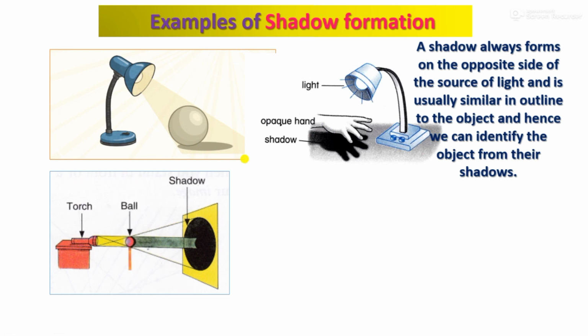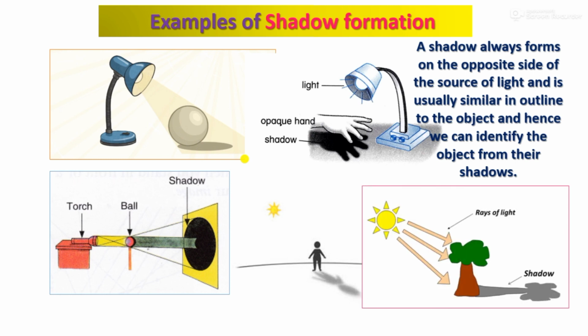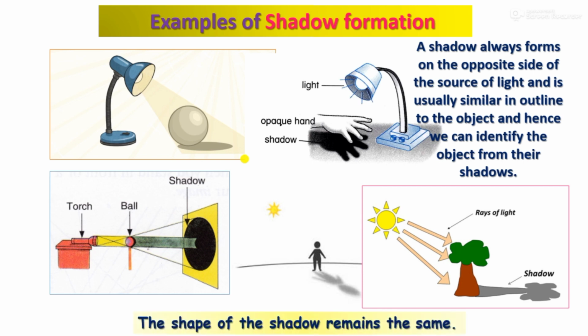A ball shadow again. A person standing in front of the light source, that is the sun, and the shadow of a tree. You can see that shadows always form on the opposite side of the light source and are similar in outline to the object, hence we can identify the object from its shadow. Remember that the shape of a shadow remains the same.